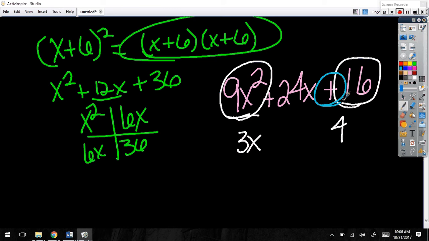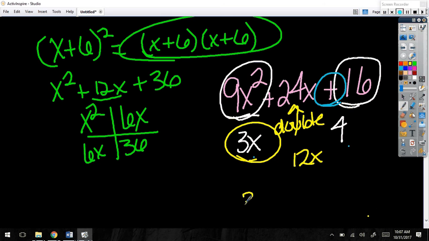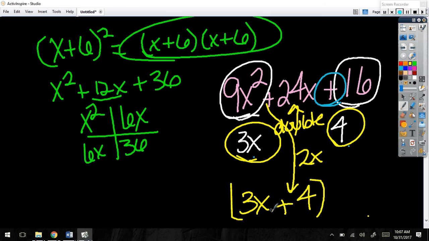Your third requirement is that if you multiply these two numbers together and double it, you get what's in the middle. So that's 24. If it's a perfect square trinomial, which this is because it meets the 3 requirements, then to factor it, you take the first sign, and this squared.